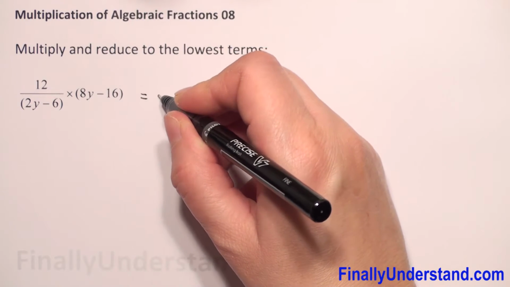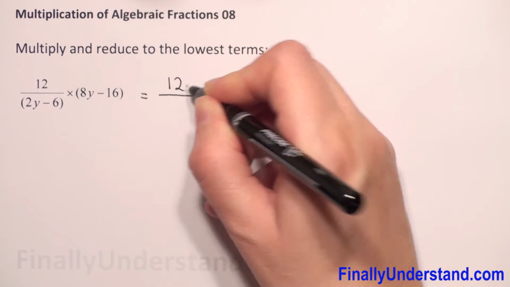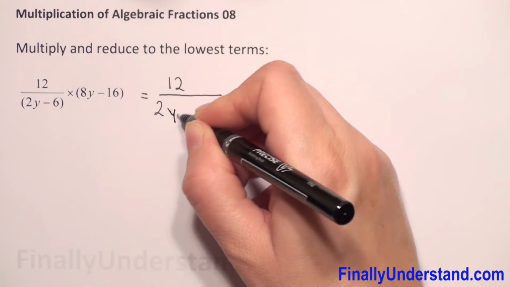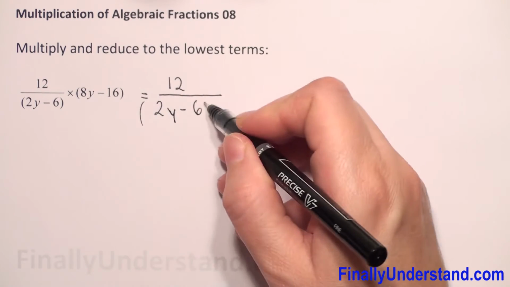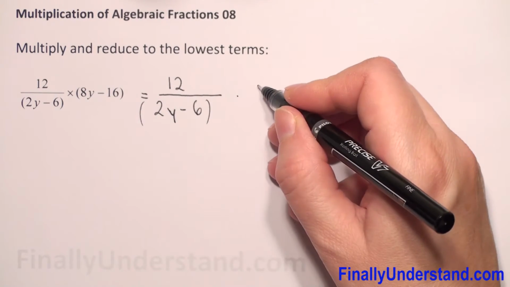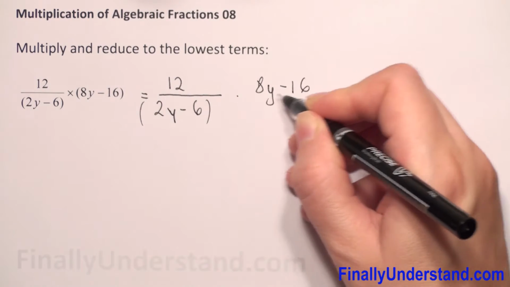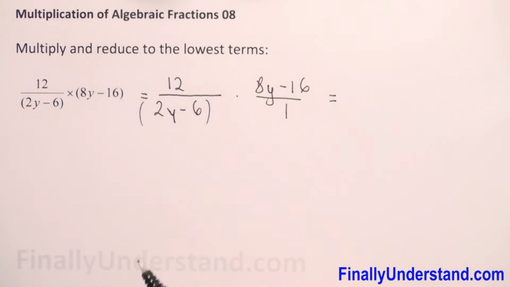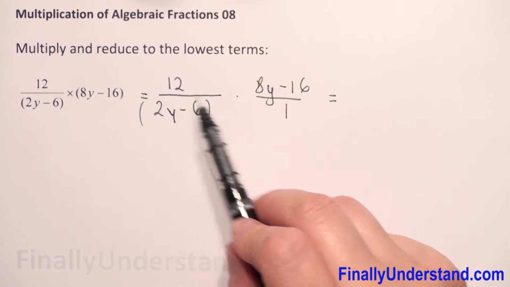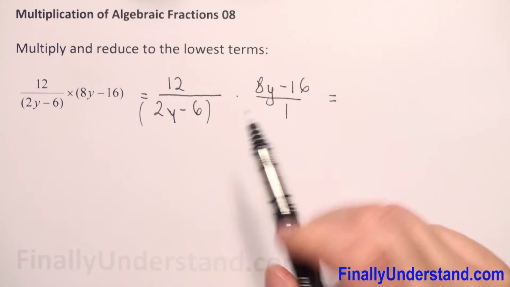So let me rewrite this. We have 12 over 2y minus 6 in parentheses, and we have times, I will put 8y minus 16 over 1. Now we have fractions to multiply, these two algebraic fractions. We multiply numerator times numerator, denominator times denominator.